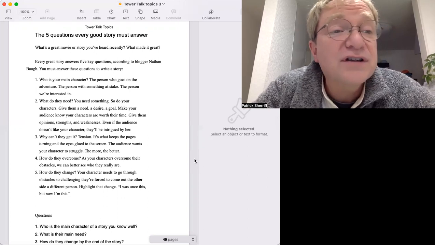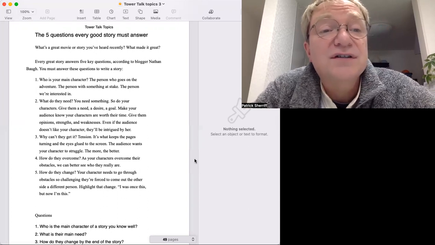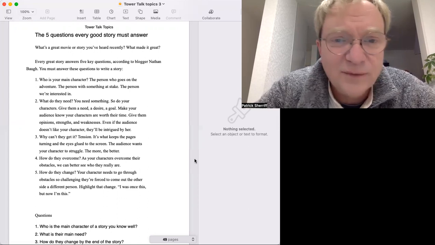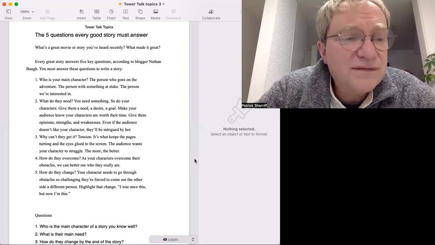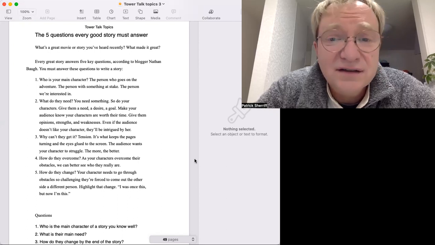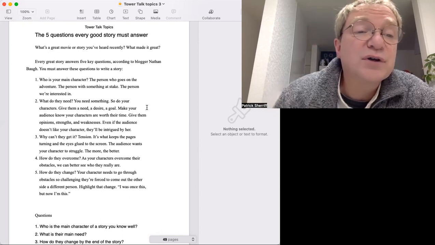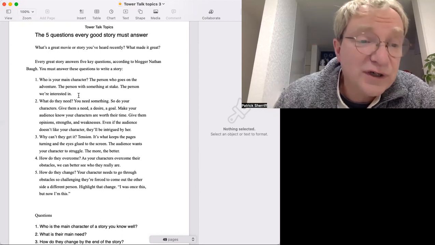Well, it says here every great story answers five key questions, according to blogger Nathan Bow. I saw this on a newsletter somewhere. So these are the five questions you must answer to make a good story. Number one, who is your main character? The person who goes on the adventure, the person with something at stake, the person we're interested in.